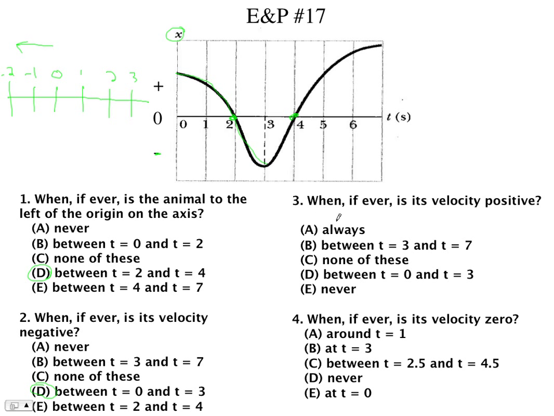3, when, if ever, is the velocity positive? Well, we just need to look where the slope is positive, and from 3 seconds all the way to the end, here it's 7 seconds, so this would be B. And when, if ever, is the velocity 0? Is the slope ever 0? Well, here I have a negative slope, and on the other side of t equal 3, I have a positive slope. And so the slope had to go through 0 at about t equal 3. If you draw a tangent to that point, you can see the slope of the tangent is 0, so the slope is 0 there, and so it's going to be at t equal 3.